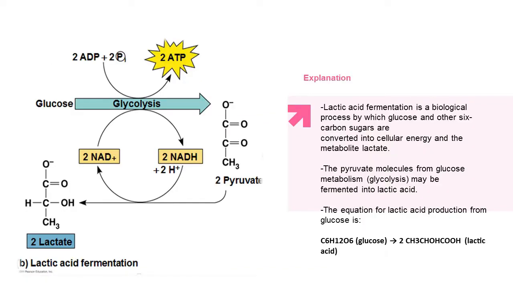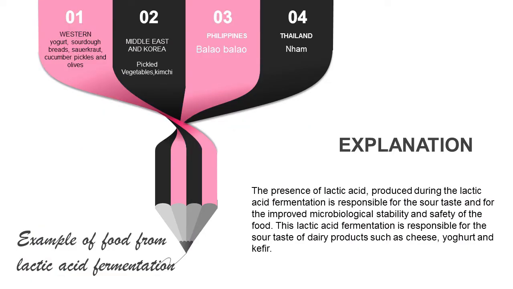Lactic acid fermentation is a biological process by which glucose and other 6-carbon sugars are converted into cellular energy and the metabolite lactate. The pyruvate molecule from glucose metabolism can be fermented into lactic acid. The equations are as shown. And these are the examples of products from lactic acid fermentation.